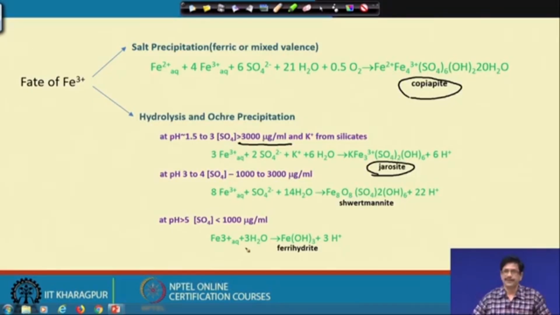So, we will continue discussing the issue of acid mine drainage a little further, and then take up some other environmental impact issues related to mineral resource exploitation in the next class. Thank you.